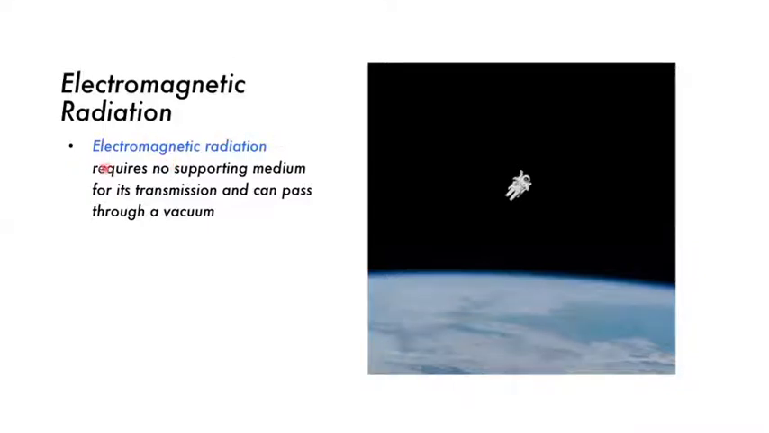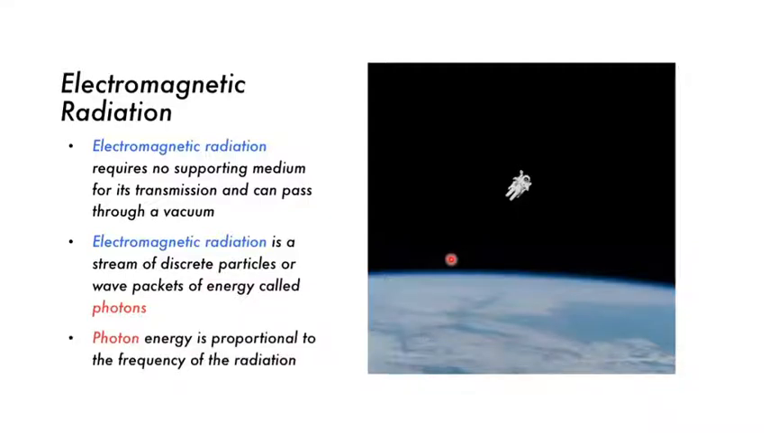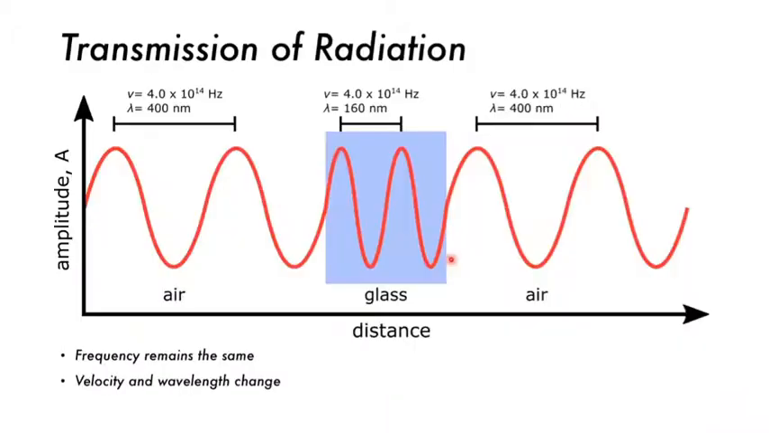So electromagnetic radiation requires no supporting medium for its transmission and can pass through a vacuum, which is another reason why this picture is here. Electromagnetic radiation is a stream of discrete particles or wave packets of energy called photons. So photon energy is proportional to the frequency of the radiation. So as the frequency changes, so too does the energy. And this is all related via Planck's relationship, which we will talk about. And it's going to be a very important relationship for this module and this part of the course.